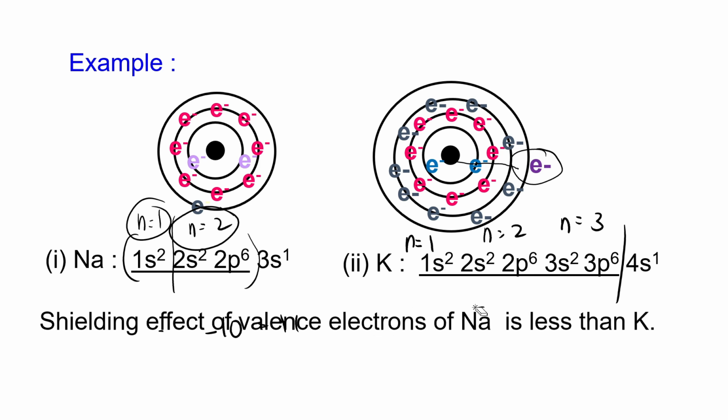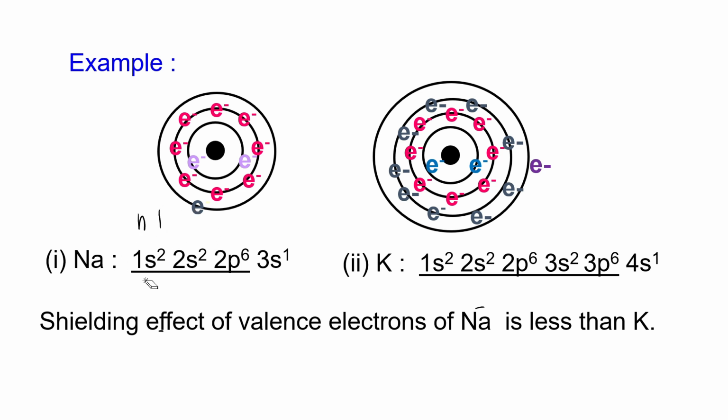Okay, so actually tadi tu kita calculate untuk effective nuclear charge. Disebabkan value dia sama, jadi kita tak bolehlah gunakan value ZEFF untuk explain kenapa saiz potassium ni lebih besar daripada sodium. Jadi kita explain tentang satu lagi faktor tu, iaitu shielding ataupun screening effect.